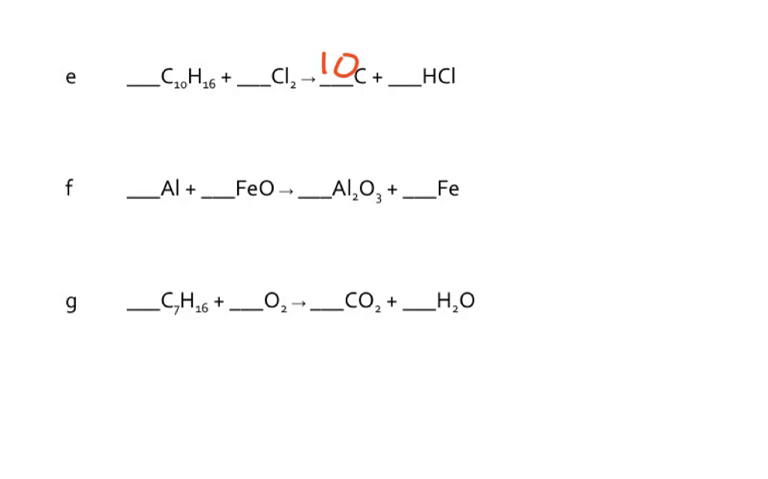I have 16 hydrogens on the left. I need 16 on the right, so a coefficient of 16 on HCl will do that. My chlorines, I have 2 on the left, but now I have 16 on the right. I need to get back to 16 on the left if I put a coefficient of 8, because 8 times 2 will give me 16. Put a 1 in C10H16 and we are good.